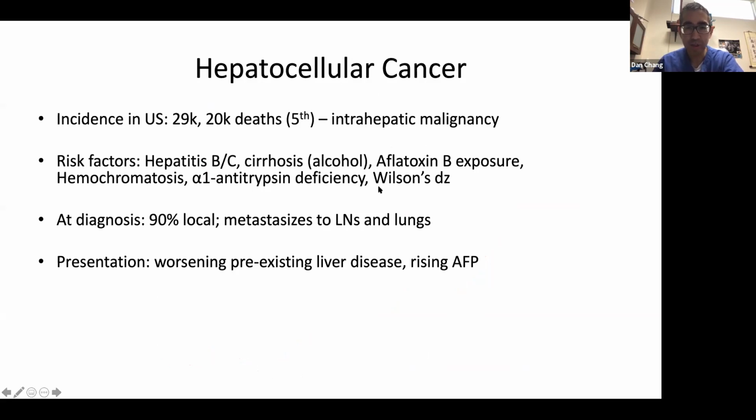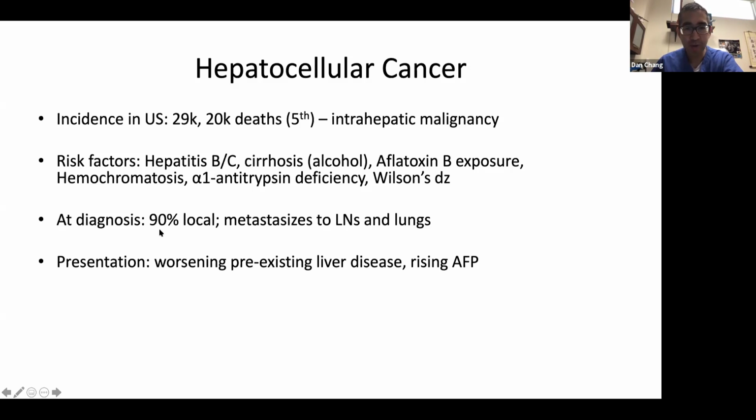There are various risk factors. Basically, anything that causes cirrhosis is a risk factor for HCC. So hepatitis, alcoholic cirrhosis, things like hemochromatosis, Wilson's disease, this should hopefully ring a bell from your preclinical years. There is also something called NASH, which is non-alcoholic steatohepatitis.